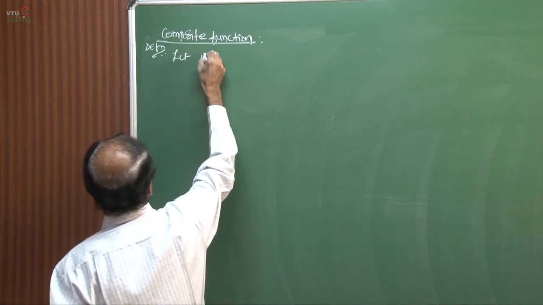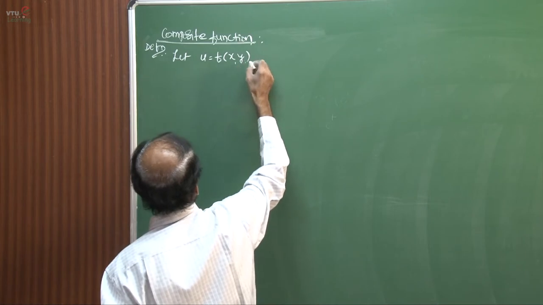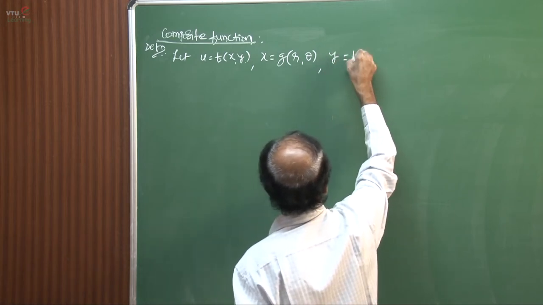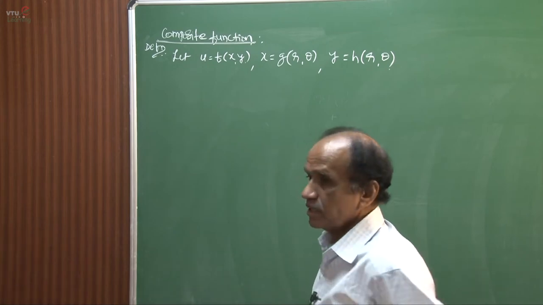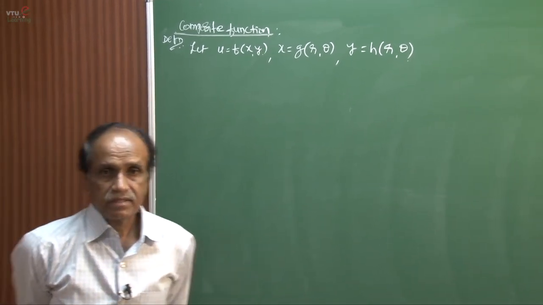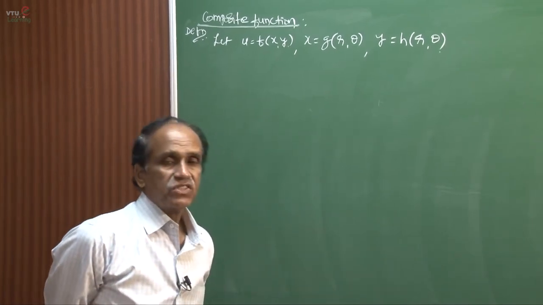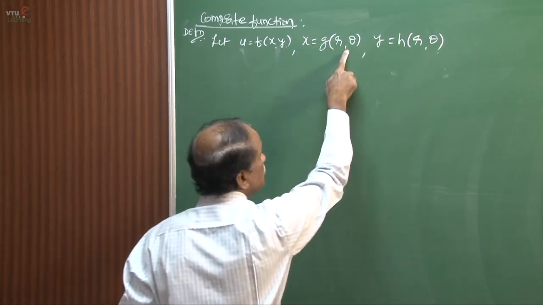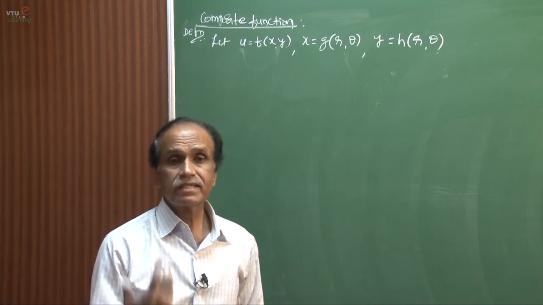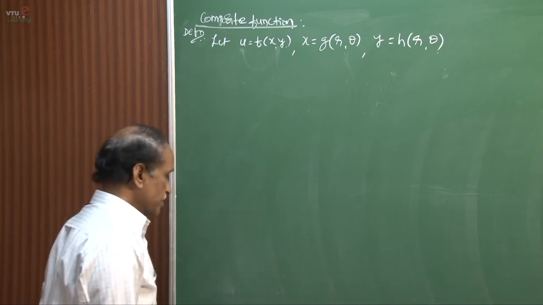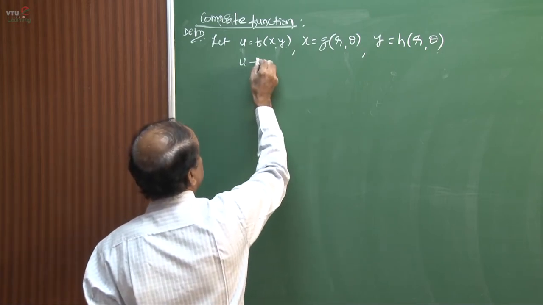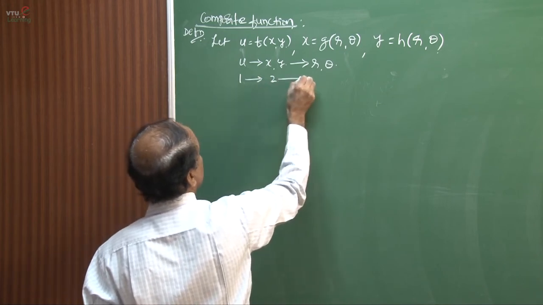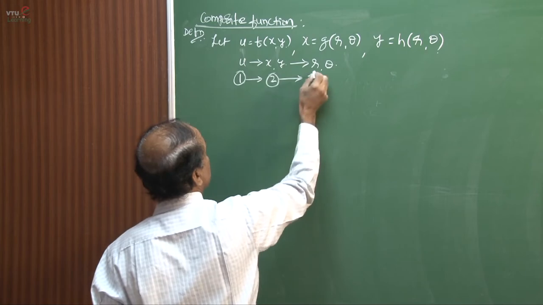Here let u is equal to f of x comma y, and x is equal to g of r comma theta, and y is equal to h of r comma theta. You can compare with the previous concept and this concept. The previous concept was one with only one symbol, but this concept is one with two, again two with two, like that. This represents not an ordinary differential coefficient, but a partial differential coefficient. So how is this? u is connected to x comma y, and it is connected to r comma theta. That means 1 is to 2, 2 is connected to 2. This is 1, this is 1, this is 1.